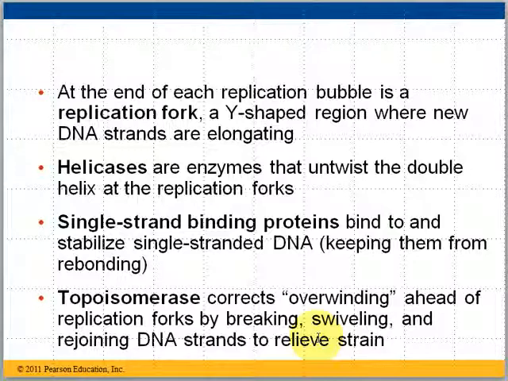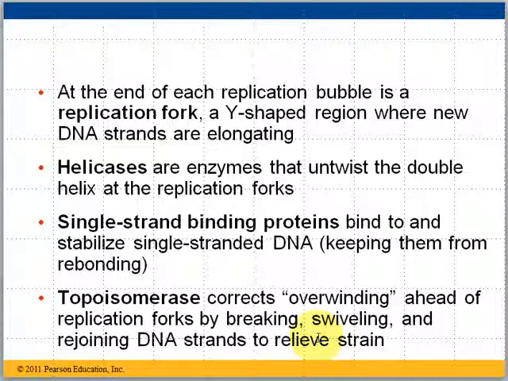Then we have some other proteins and enzymes that are hard at work. One of them is called single-strand binding protein. The single-strand binding protein is basically what keeps the two strands of DNA separate from each other because they have a tendency to want to go back to where they were. So it helps keep the DNA strands separated and keeps them from rebonding.